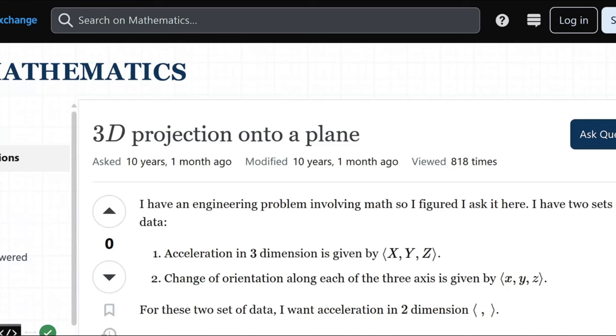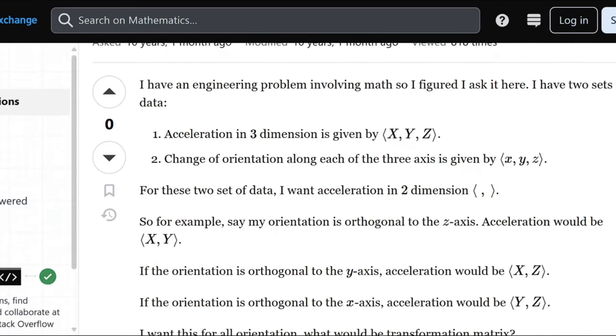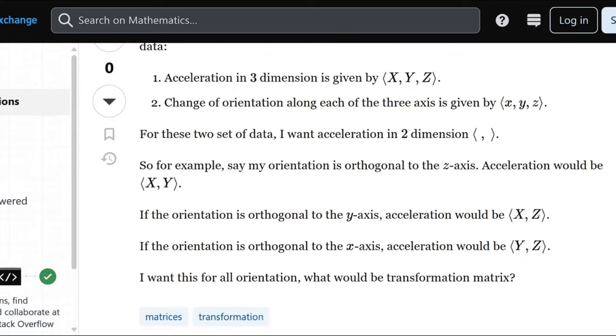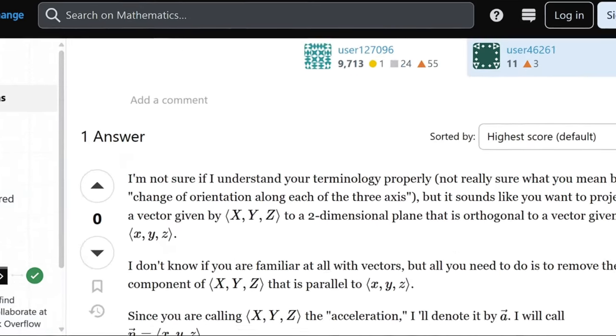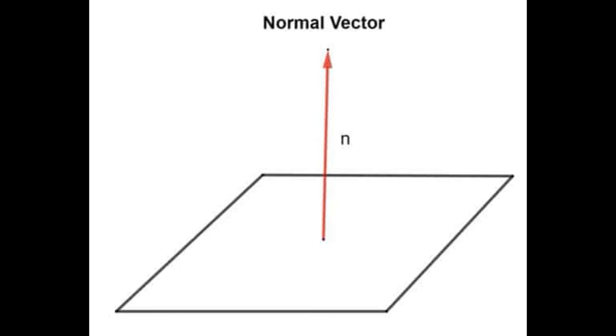So this is the Stack Exchange page. I mistakenly called it Stack Overflow a moment ago, but Stack Exchange page that helped me out with some of the mathematics. We've got a point in space represented by the vector A, and we want to project it onto a plane with a normal vector N. Now what we mean by a normal vector there is the plane is a flat surface and we have a vector, an arrow, pointing perpendicular to that plane, either directly up out of the plane or directly down into the plane.